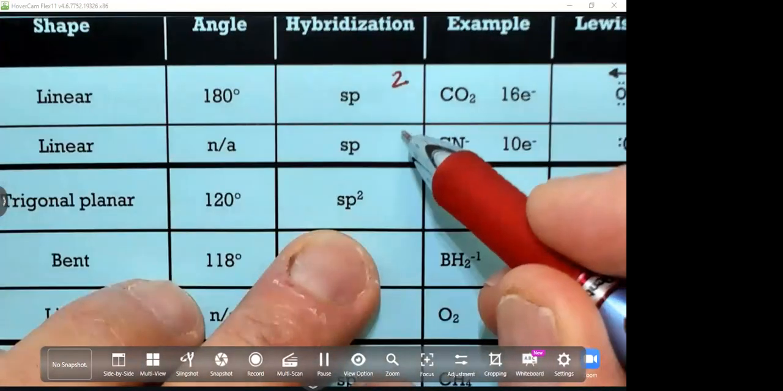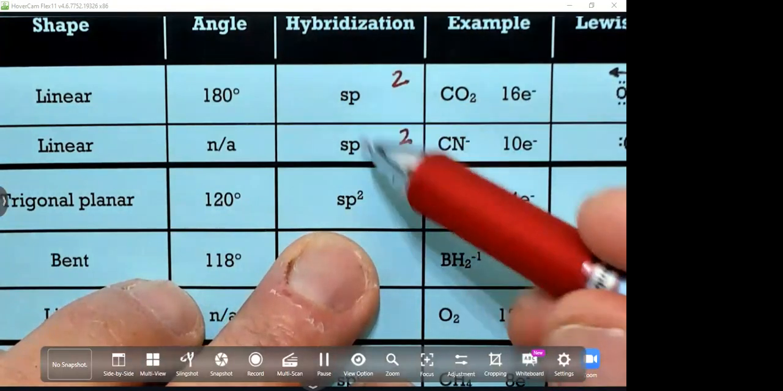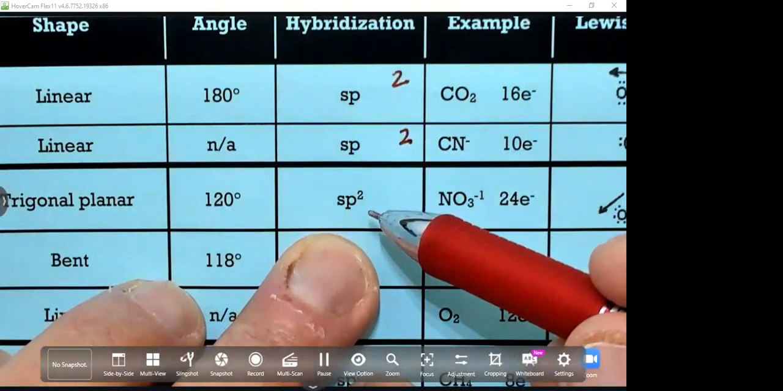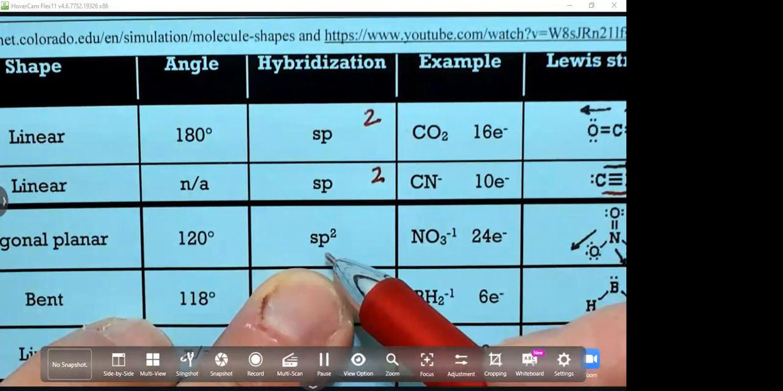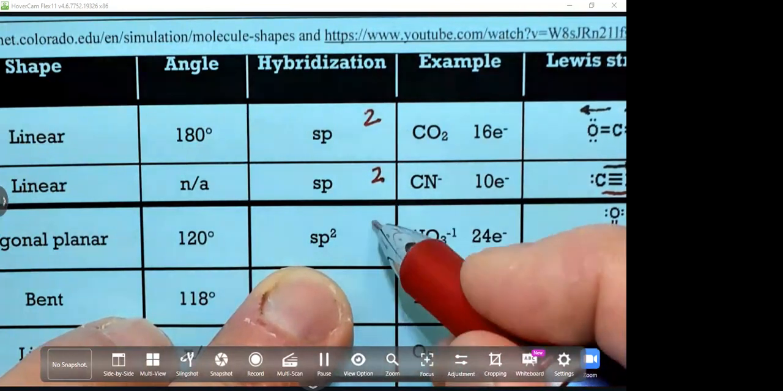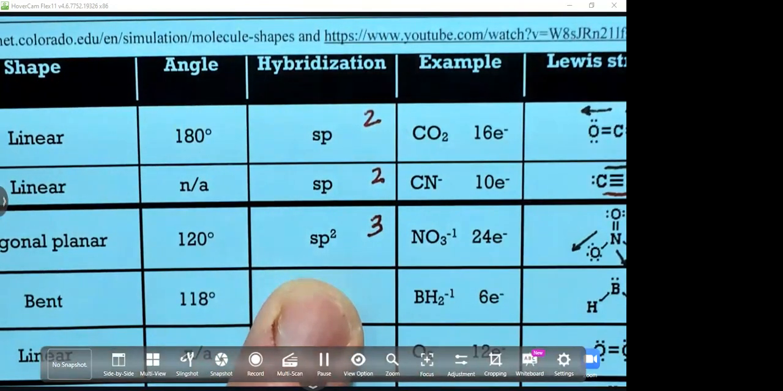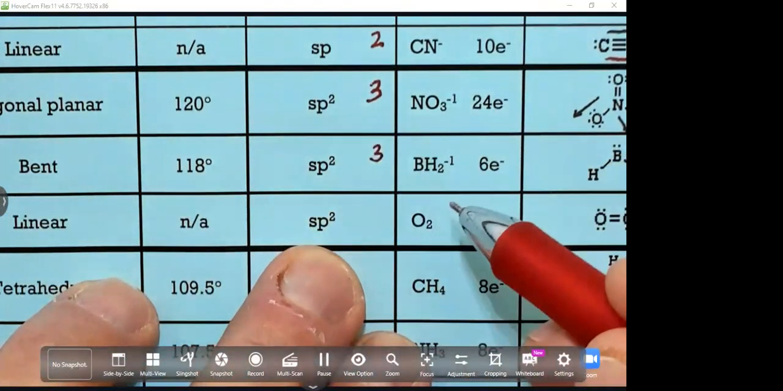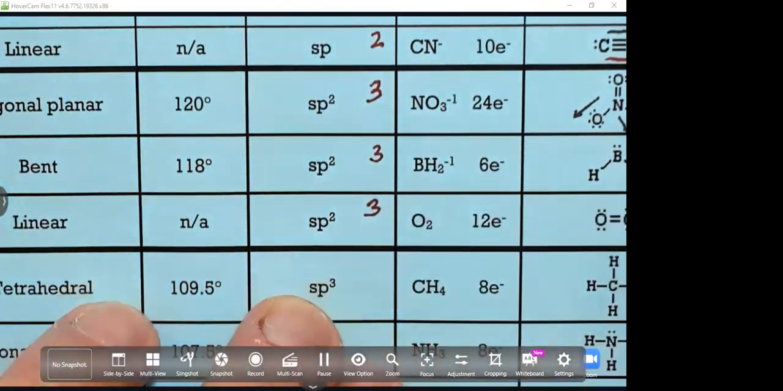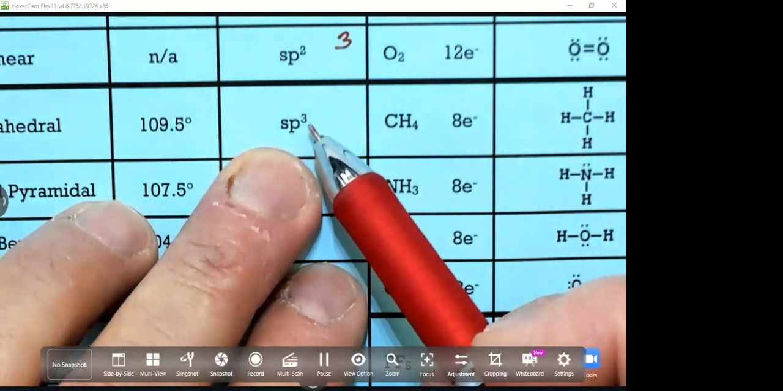So this hybridization tells you how many orbitals come together. You're just adding up the superscripts. For sp2, how many new orbitals do you have? The s got together with 2 of the p orbitals, so you have 3 equivalent orbitals. sp2, 3 equivalent orbitals. Now you have sp3.